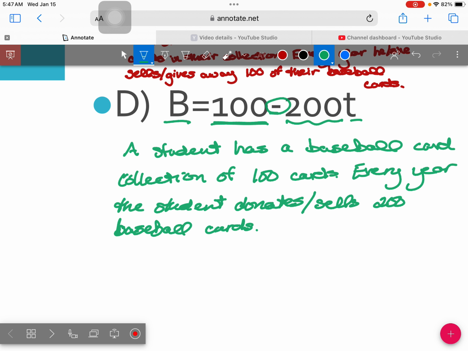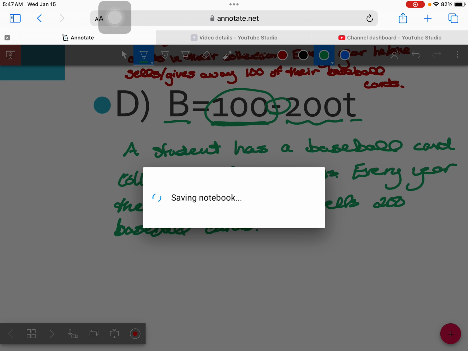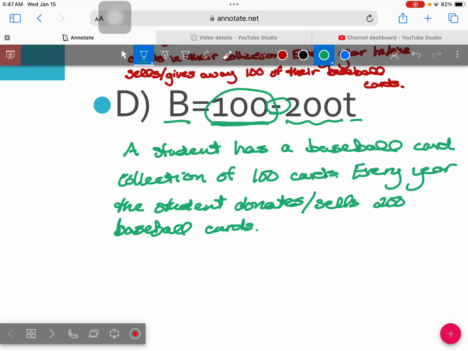So the student has a baseball card collection of 100 cards, that's your y-intercept, and every year the student donates or sells 200 of those baseball cards. Now, if you really get to thinking about this, it doesn't make much sense because the student only started with 100 baseball cards. So as an addendum, we probably should say, oh, I wanted that in blue.